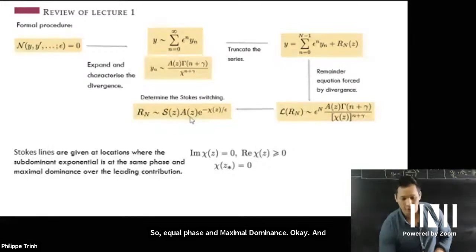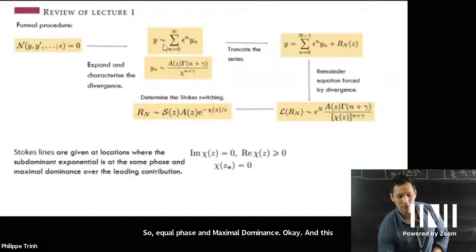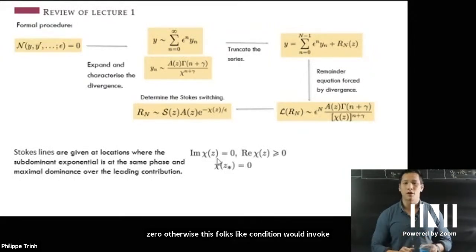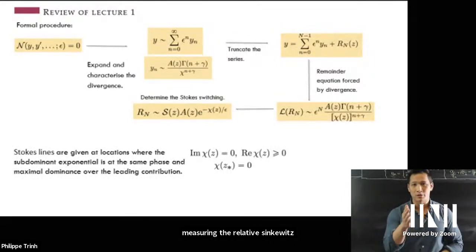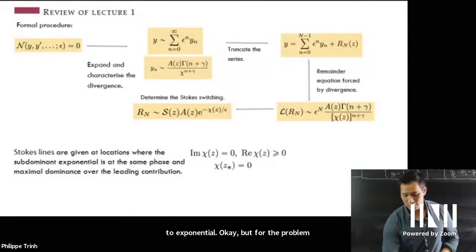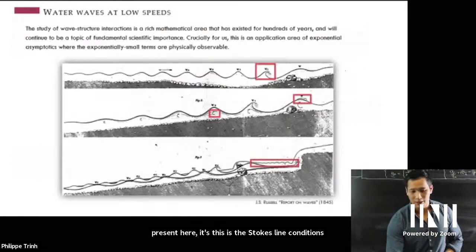And just to keep in mind, this is a problem where the base series, this y, has an exponential e to the 0. Otherwise, this Stokes line condition would involve measuring the relative singulance between two exponentials, okay? But for the problem that I'll present here, this is the Stokes line condition. So this is the methodology that was laid out in lecture 1.